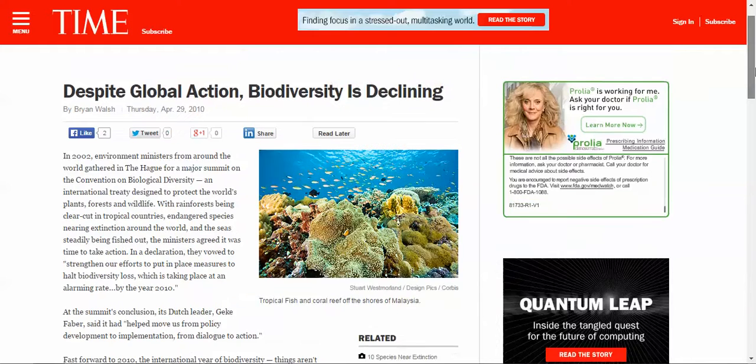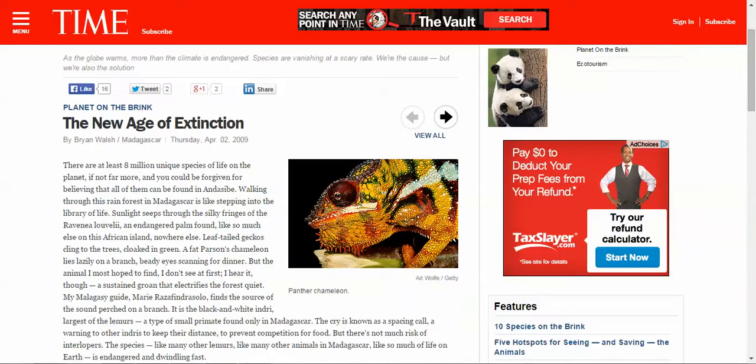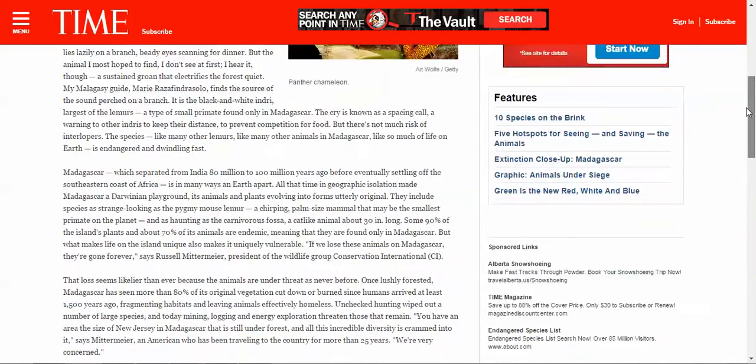My last text-based resource is also from Time magazine, written by Brian Walsh, who also just wrote the previous article. This article discusses the number of endangered species around the world, and the reason for so many endangered species is due to human involvement. It gives students the chance to see that we've actually been responsible for many of the problems these animals are facing. And there is also a little part about how these extinctions are hurting us more than they're helping us.